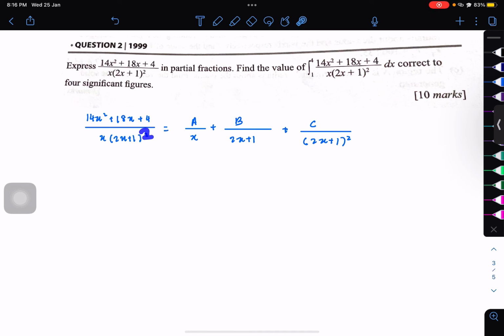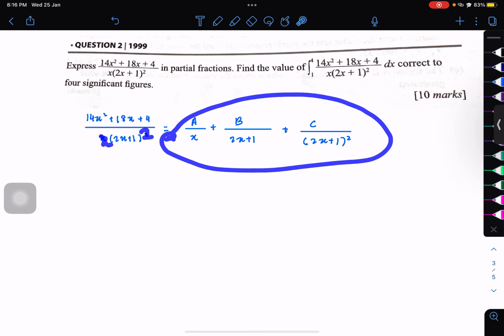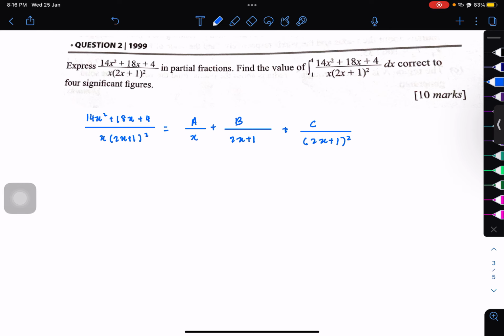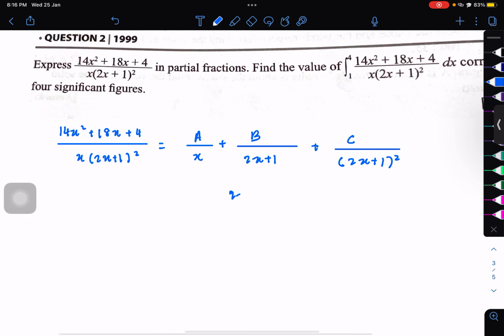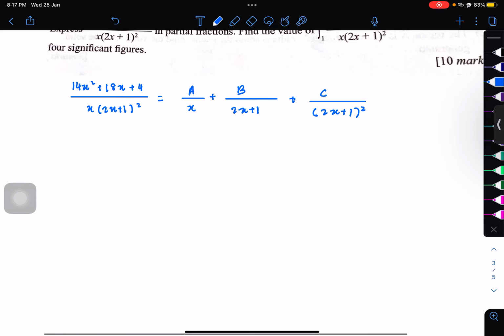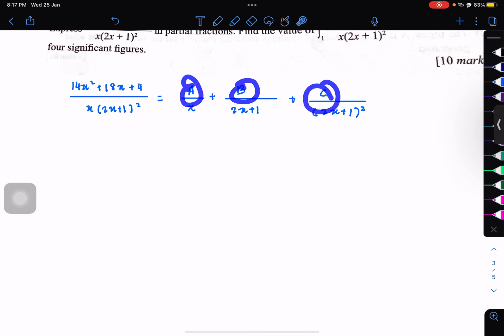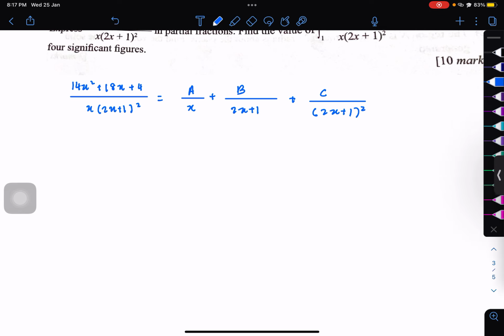Kalau dia ada kuasa 2, lepas dia ada x, kita boleh buat macam ni. Kita kena buat macam ni. Okay, kalau dia macam contohnya dia kuadratik ataupun contohlah dia bagi 2x plus 1 squared, itu lain lagi. Okay, itu lain lagi. So now kita dah bentukkan partial fraction, but we must find the value of this constant, 3 constant.